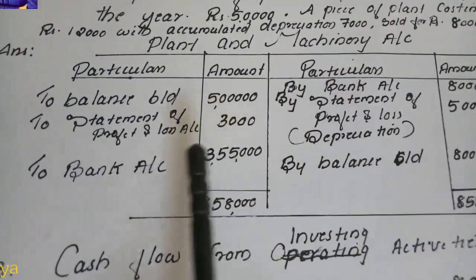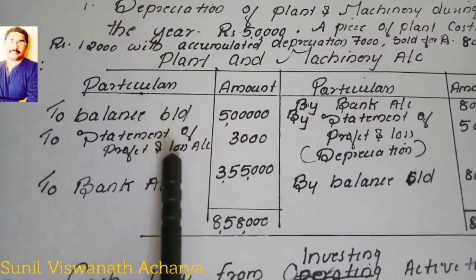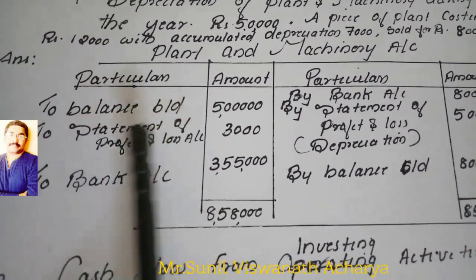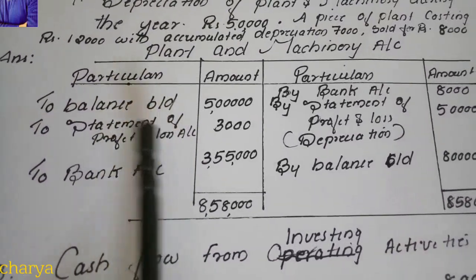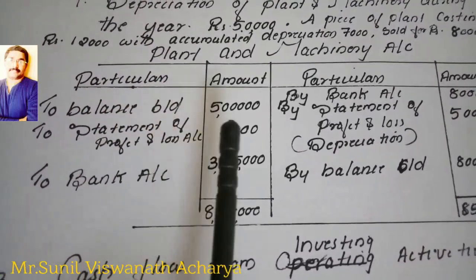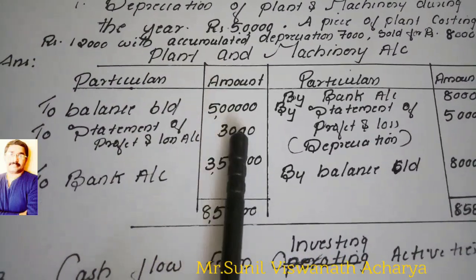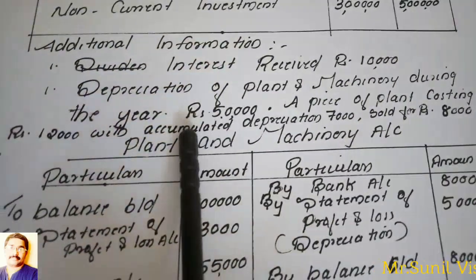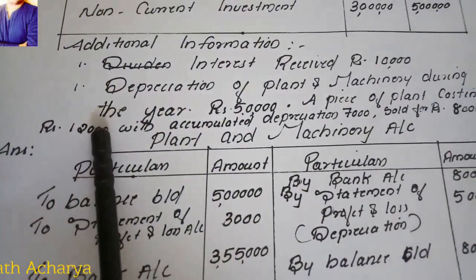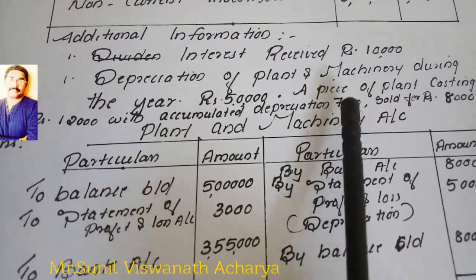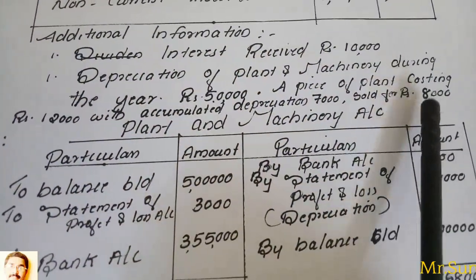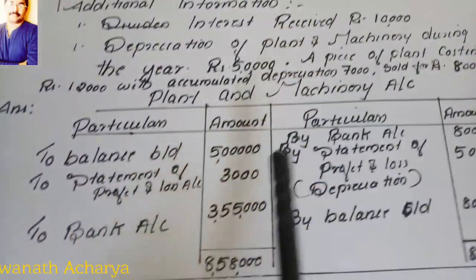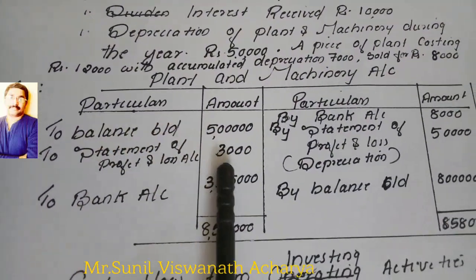We know that if it is a profit, we show it on the debit side as statement of profit and loss, because this profit will go to the credit side of the profit and loss account. How much is the profit? 3,000. How did we get the 3,000? The 12,000 rupee plant with accumulated depreciation 7,000 means the present value of the plant is 5,000. We sold it for 8,000, so 3,000 rupees is the profit. The profit we will write here.